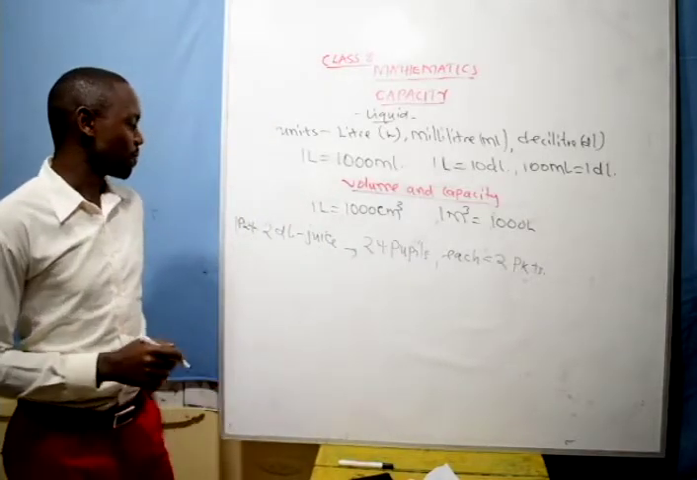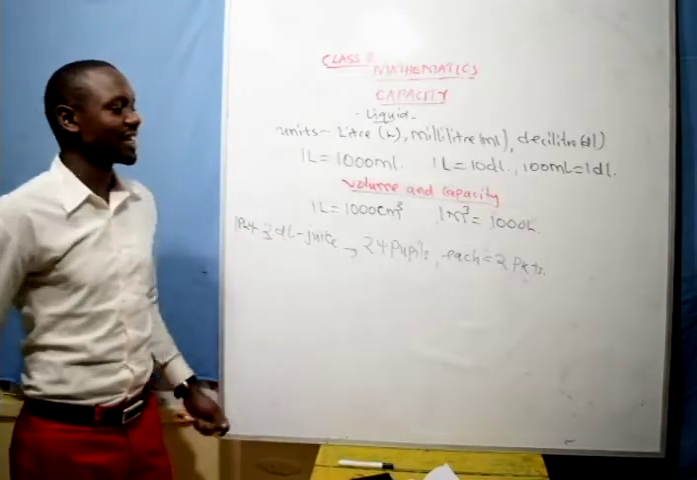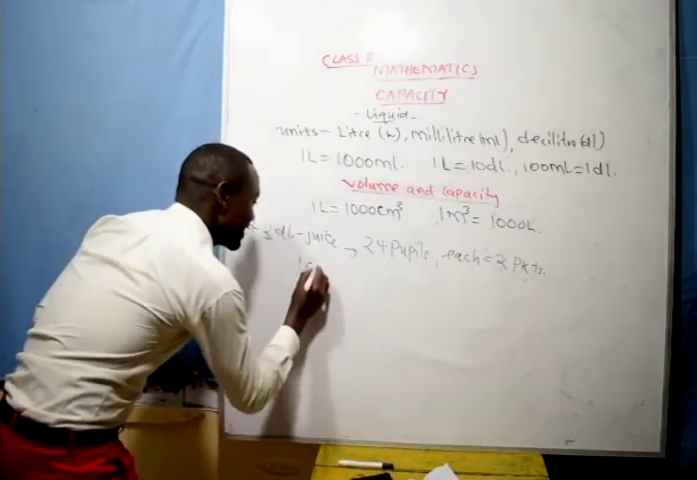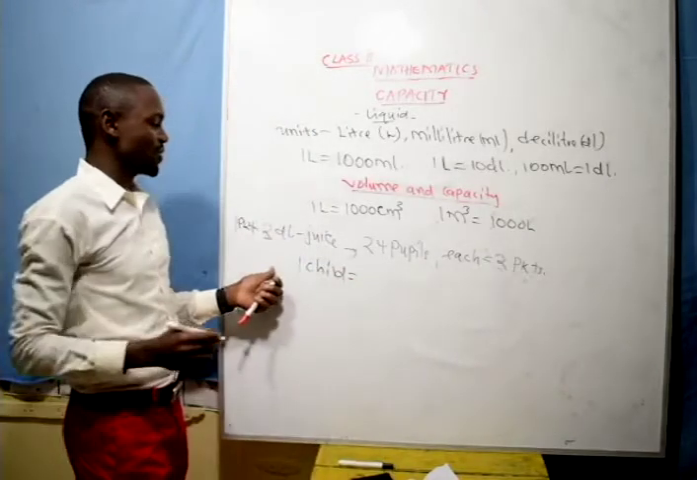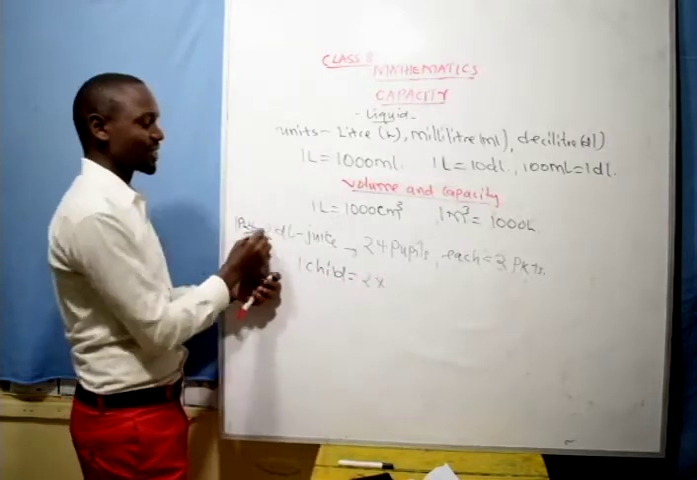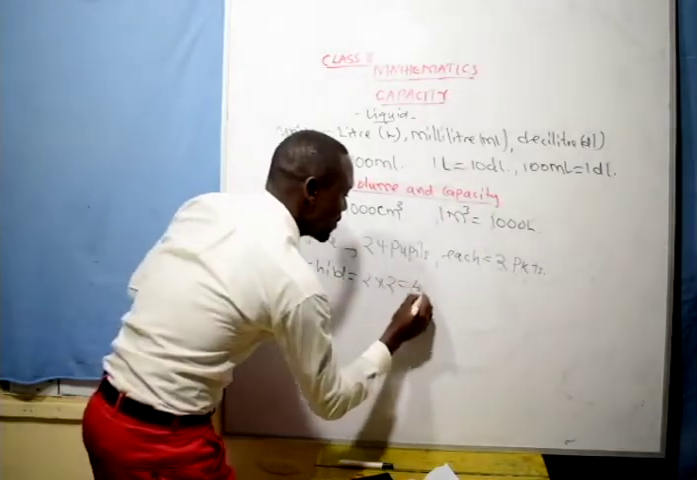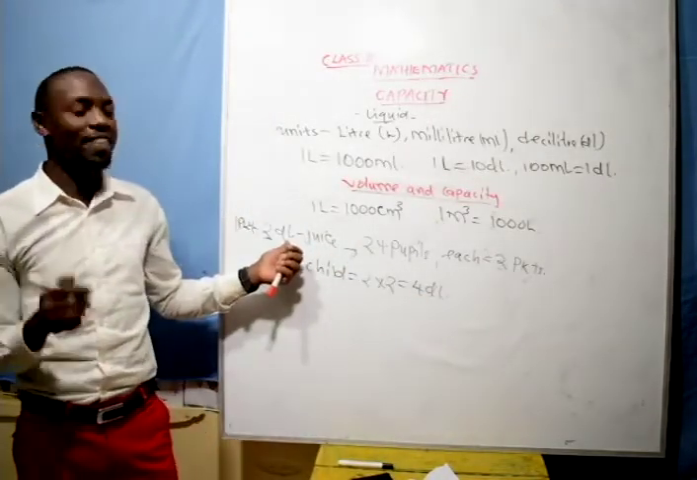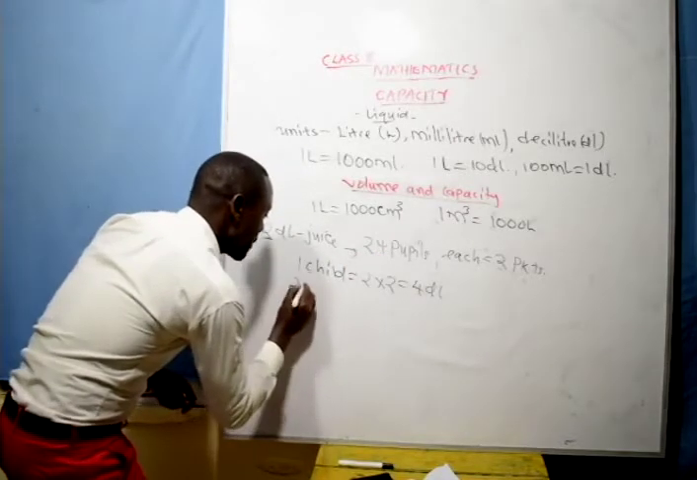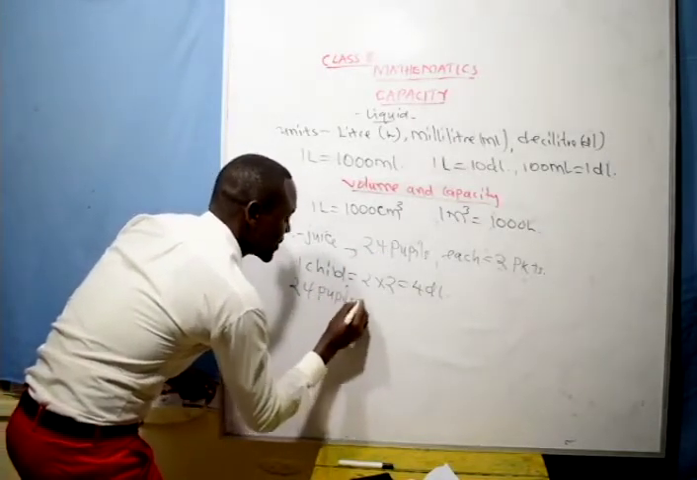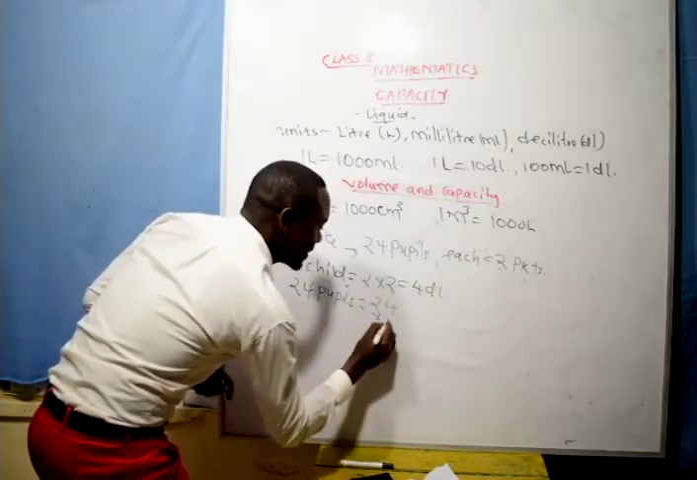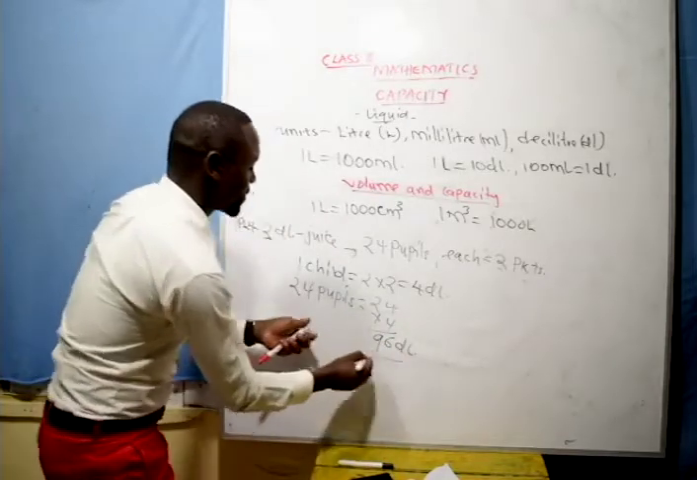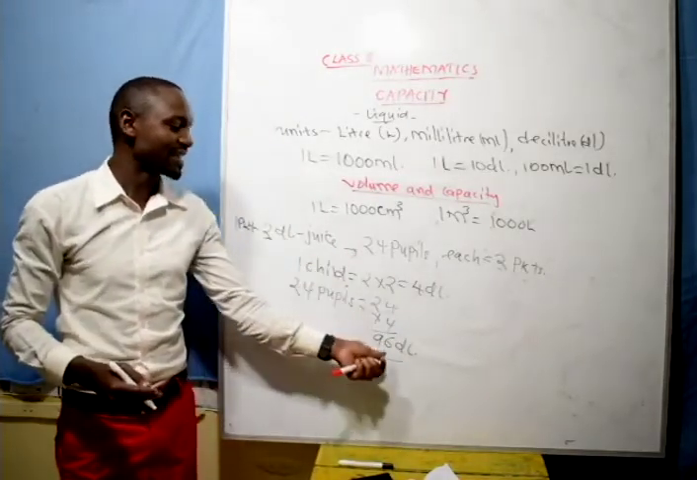So, what are we going to do? 1 packet holds 2 deciliters, and each pupil was given 2 packets. So one child took 2 times 2, which is 4 deciliters of the juice. The class has 24 pupils, so 24 pupils will take 24 times 4 deciliters. This is 96 deciliters.